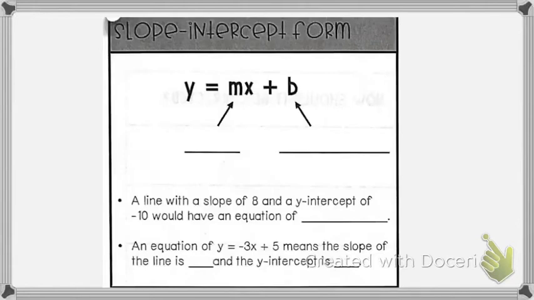Today we're going to be talking about linear relationships, and we're going to start with slope-intercept form. With slope-intercept form, we have y = mx + b. A reminder that m is the letter that stands for slope, and b is going to be the y-intercept.